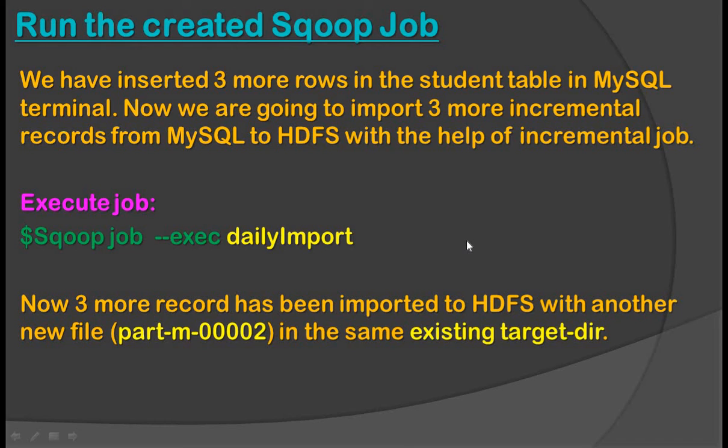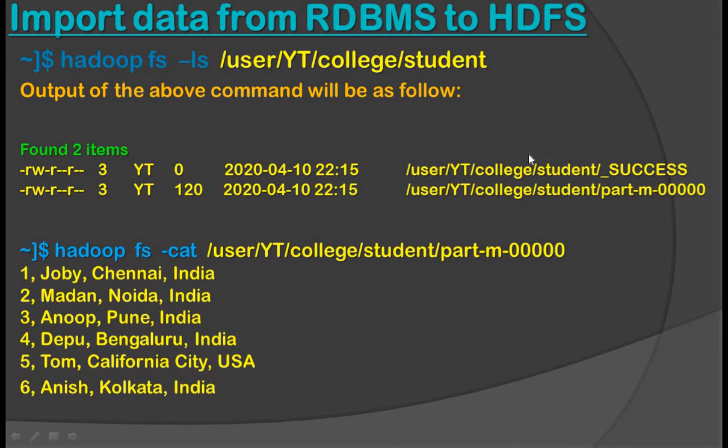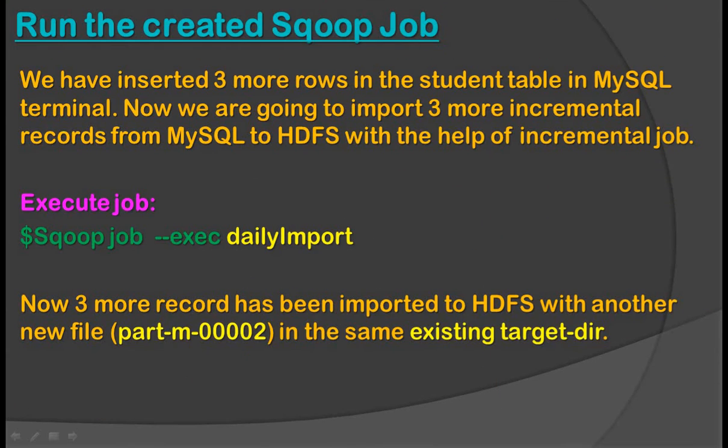As we have seen, the first time when we import, we get this file part-m-00000, and when we import the second time, we are going to see this file, and this file will be imported in this existing target directory. That's why it is named part-m-00001. It means the first file already exists. There should be one because we have imported only one time. Then the first mapper output file is part-m-00000, and the second mapper output file will be part-m-00001.